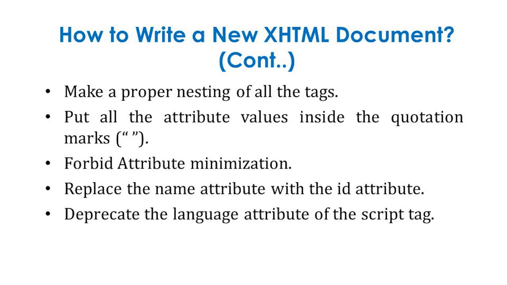The next key point is to close all XHTML tags properly. Make a proper nesting of all the tags used in the XHTML document. Put all the attribute values inside quotation marks, inverted commas, as expressed in this presentation. Forbid attribute minimization. The next one is replace the name attribute with the ID attribute and deprecate the language attribute of the script tag. So these are some of the rules. Here we are elaborating with examples some guiding rules to remember while writing a new XHTML document.